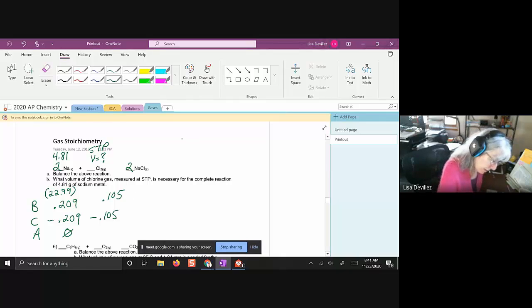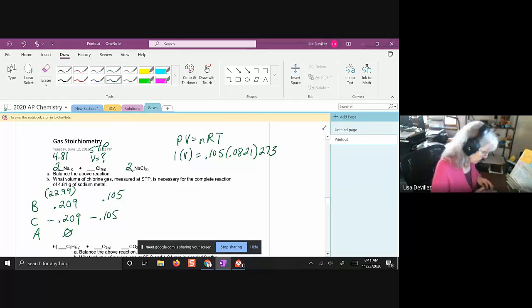So I have PV equals nRT, or I could use the standard molar volume, either one. So I have 1 atmosphere, solving for my volume. I have 0.105 moles, 0.0821, and temperature is standard, so 273. So that gives me 0.105 times 0.0821 times 273. So I'm getting a volume of 2.35 liters.